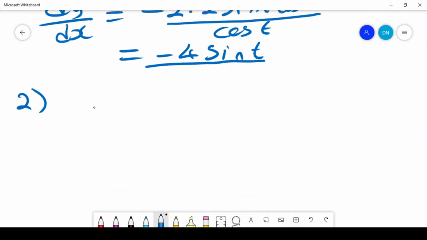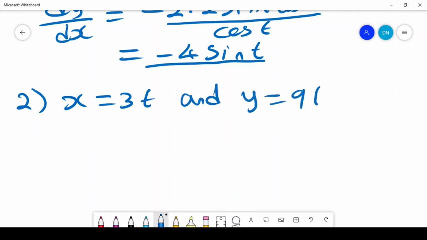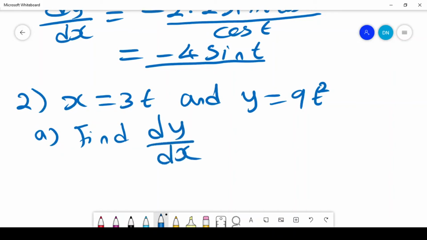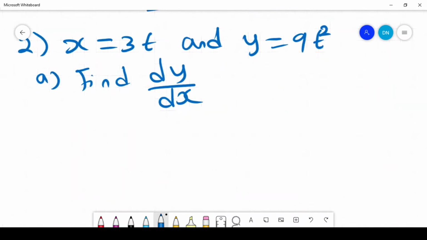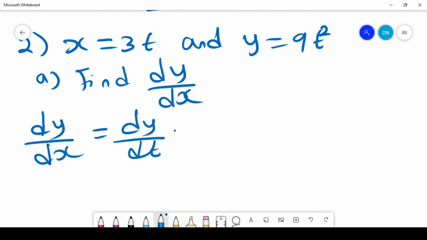We have been given x equals 3t and y equals 9t squared. So the first part is to find dy over dx. Again, the procedure is the same. And what does that mean? So dy over dx equals dy/dt times dt/dx.